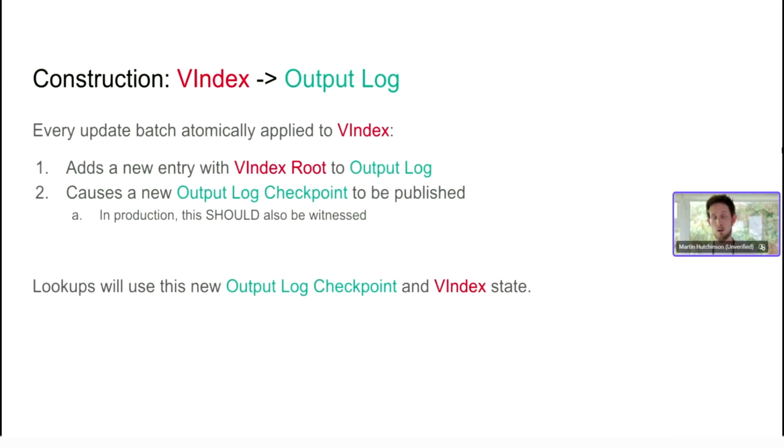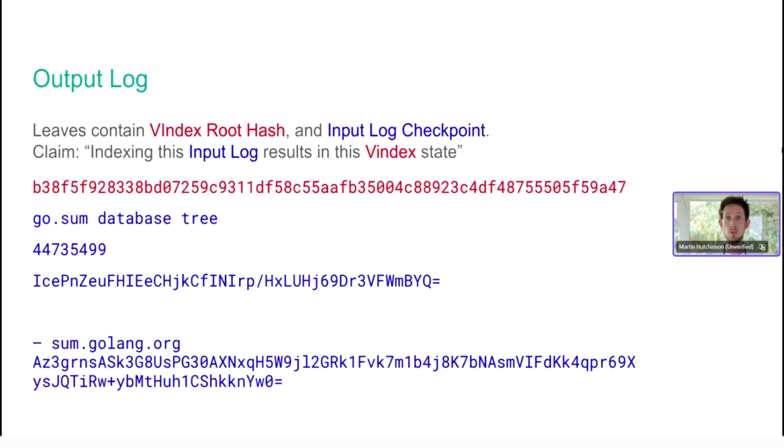Once we apply that batch to the verifiable index Merkle tree, and we roll it all up, we'll get a new root. We put that root in the output log, and then we get the new output log checkpoint, and that gets witnessed, and that holds us accountable to that, and we can't go back on it. And then that's what gets used in that lookup. Quickly, we'll take a detour via the output log.